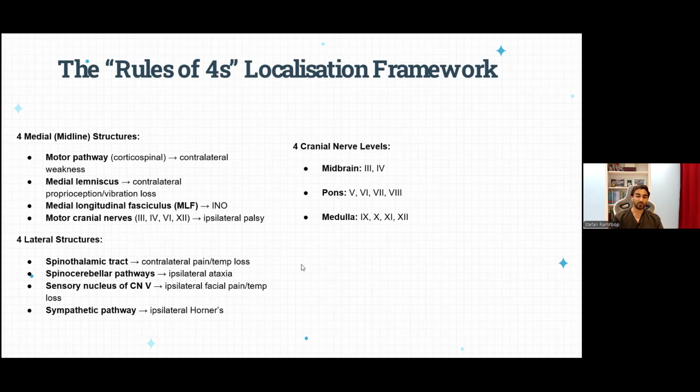Then you have to remember the four levels of cranial nerve emergence to determine whether the lesion is in the midbrain, pons, or medulla. So 3 and 4 are in the midbrain, 5 to 8 are in the pons, and then 9 to 12 are in the medulla. So when you combine all of these, it allows for a rapid localization essentially before you can get an MRI done.